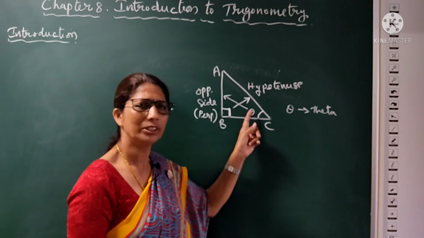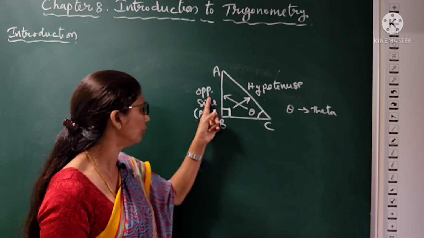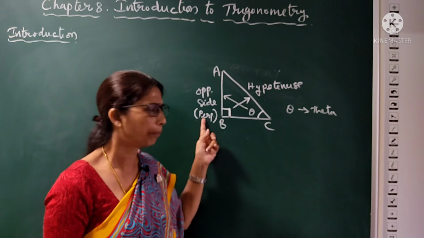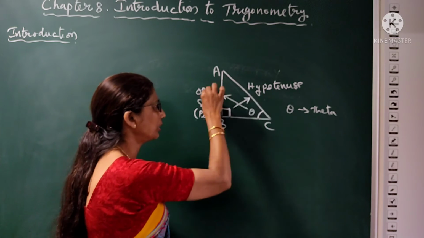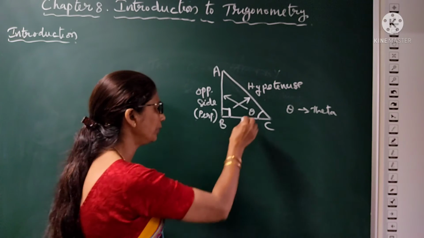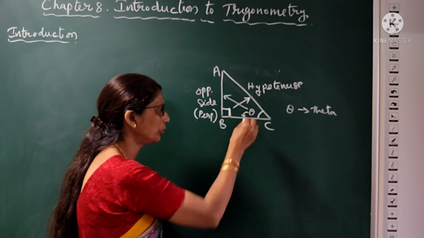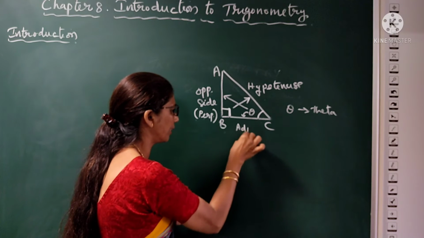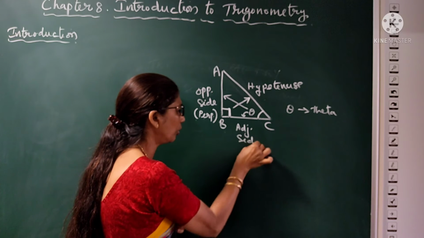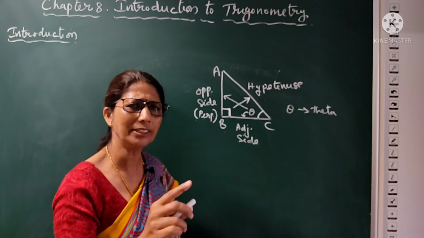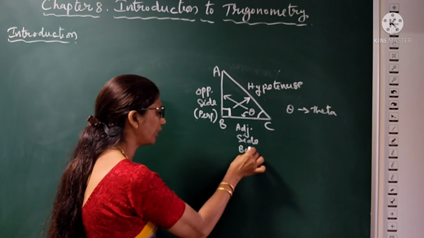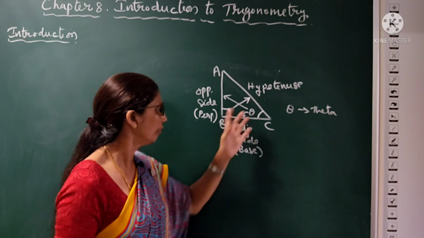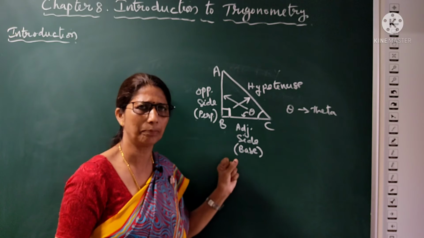For theta, the side opposite is the opposite side, with another name perpendicular. What can be the third side? Just see, this is near to theta. The near side we call the adjacent side. Adjacent side has another name, base. These are the names of the 3 sides of this right angular triangle.